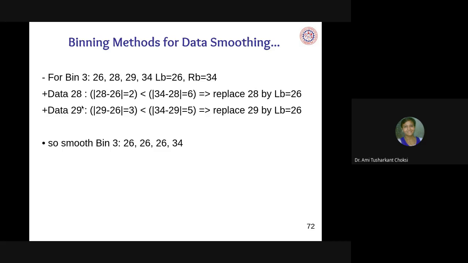For data 29, 29 minus 26 is 3, which is less than 34 minus 29, that is equal to 5. So replace 29 by LB, which is 26. Why? Because 3, the distance with the left boundary, is less than the distance with the right boundary, which is 5, right? So we replace that value with 26, the left boundary. And so the smoothed bin 3 will be 26, 26, 26 and 34. Very simple example, fine?